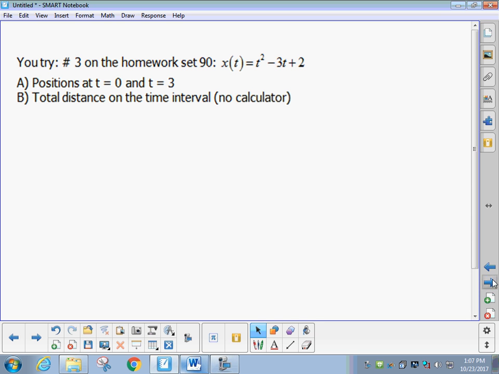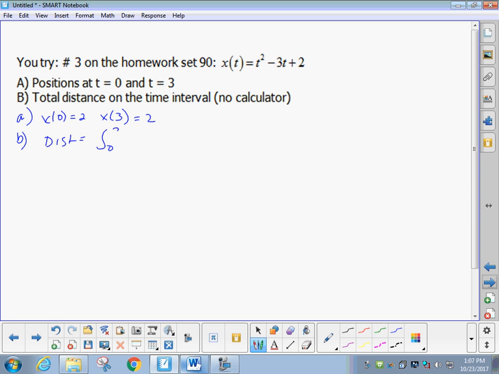Okay. Ready? What'd you get? Oh, sorry. Good point. Oh, so, for part A, x at 0 is 2, and x at 3 is 2. So the distance is 0, right? No, you goose. Let's find distance correctly. Distance is the integral from 0 to 3 of the absolute value of velocity, to analyze when it moves backward and forward and how.